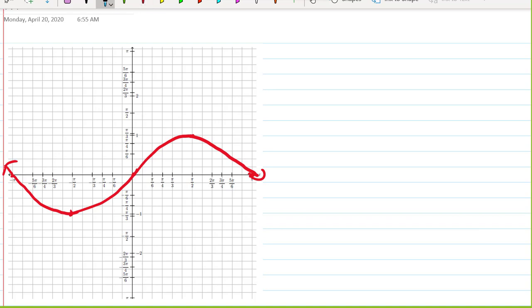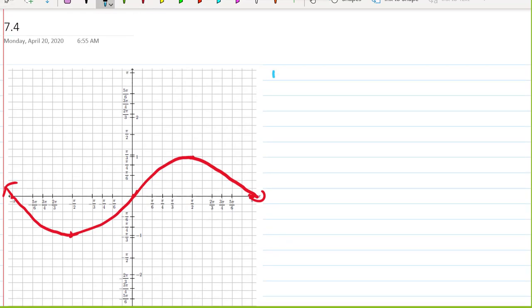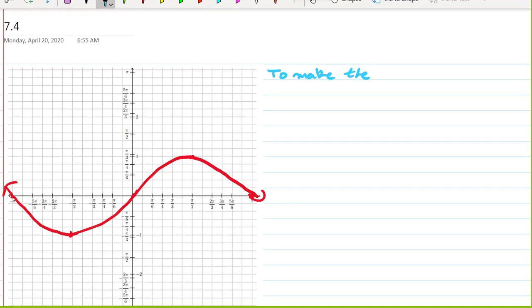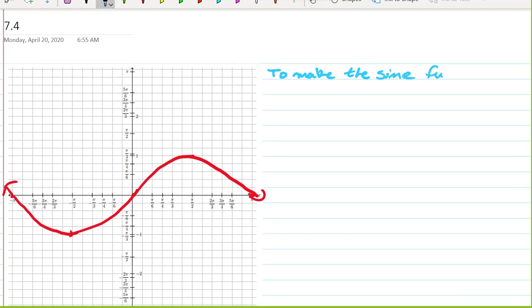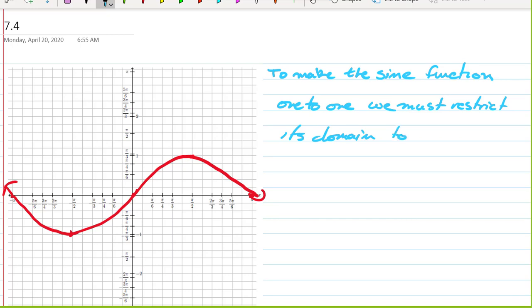So in order to make the sine function 1 to 1, we must restrict its domain to negative pi over 2 to positive pi over 2.